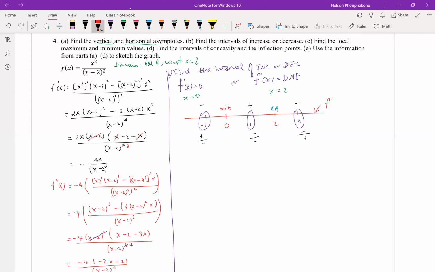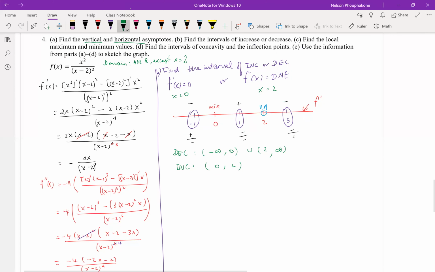So we need to do this. Now, it is decreasing from negative infinity to 0, union 3 to infinity. Increasing is between 0 and 2. Oh, this is 2 right here.